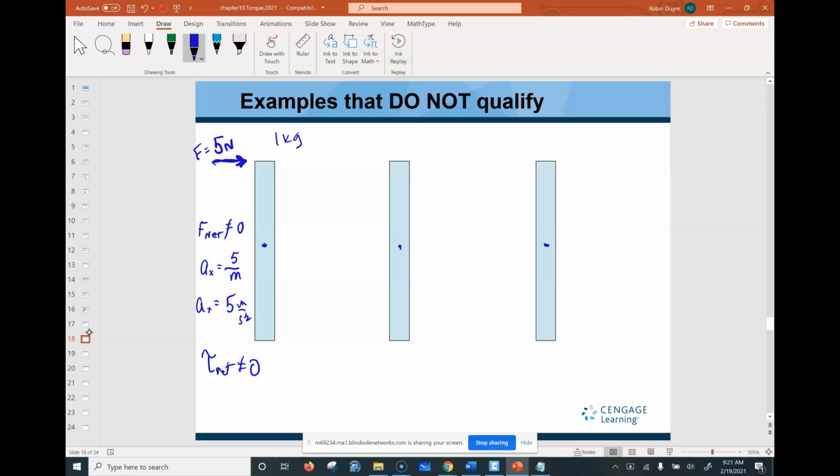All right, what happens if we apply a force of 5 newtons this way, and then we have a force of 5 newtons this way? Does your net force equal 0?